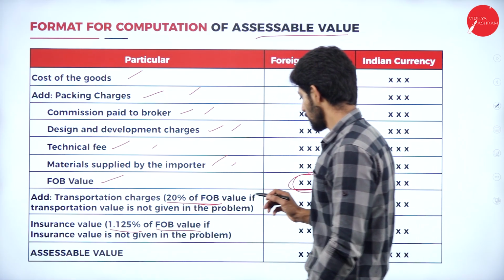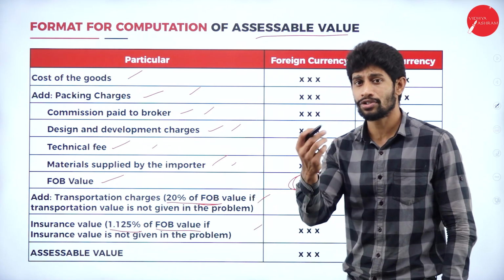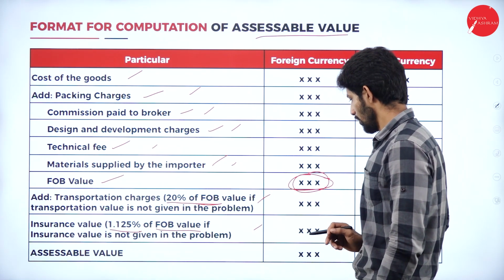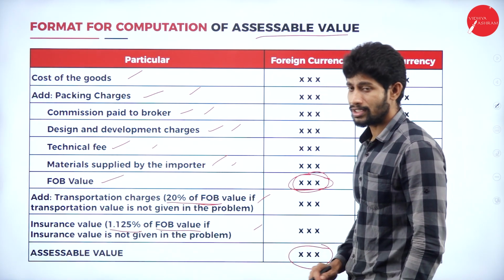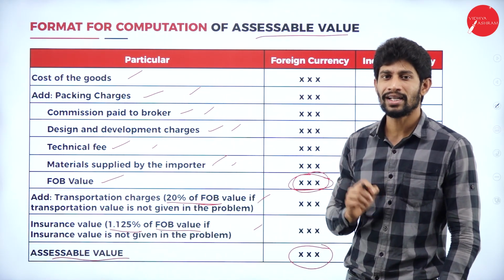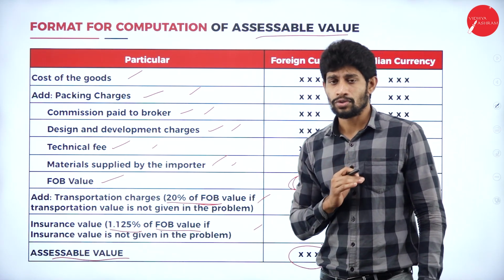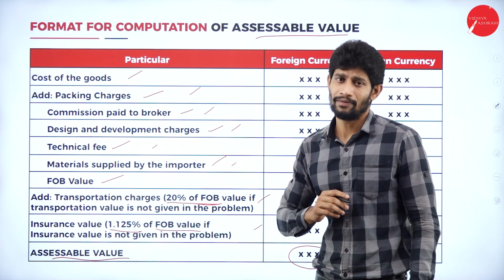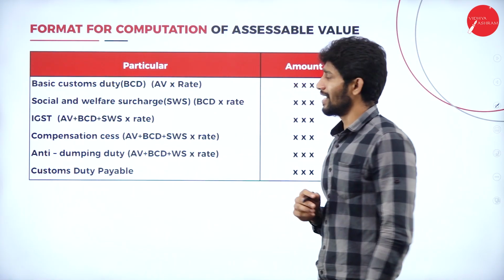Next, you are supposed to add these two items, that is transportation charges and insurance value, with FOB value. If you add, you will get some total. That total is called what? Assessable value. So this is how we are supposed to compute the assessable value. So moving on to know the format for computation of assessable value.